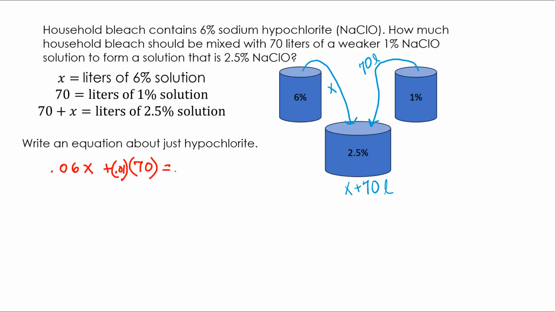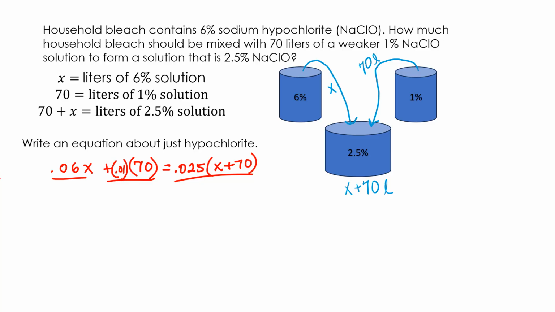So that is going to be 0.025 times those liters, X plus 70, is sodium hypochlorite. So sodium hypochlorite plus some more sodium hypochlorite is equal to the final amount of sodium hypochlorite. So now we just need to solve for X.